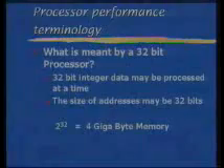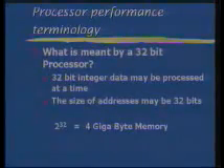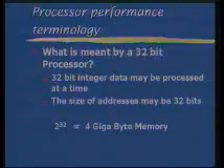And what is that? The basic 32-bit processor terminology is associated with two basic facts. The first is that it contains 32-bit integer data which may be processed at one time. Once again, 32-bit integer data which may be processed by the processor at a time. It is a very good systemic measure of processor performance. The second is that the size of the address may be 32 bits.